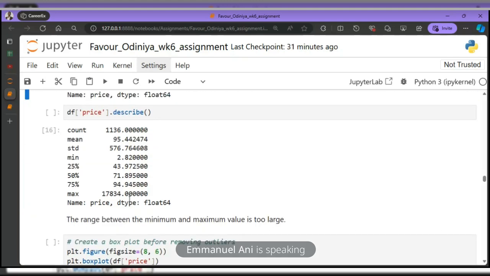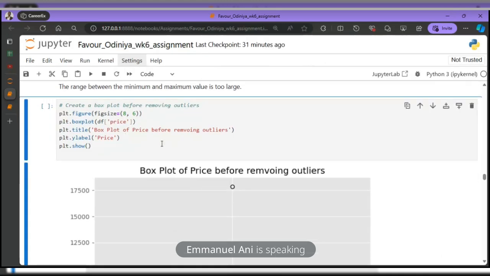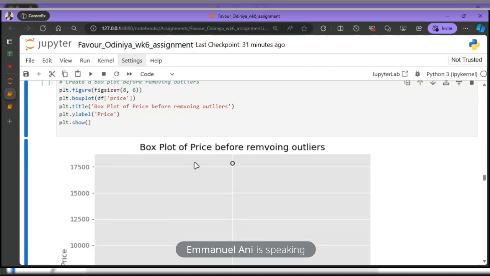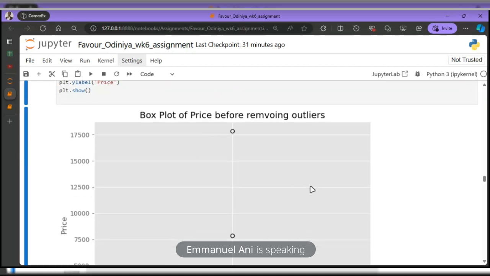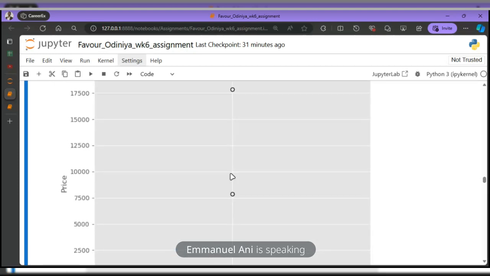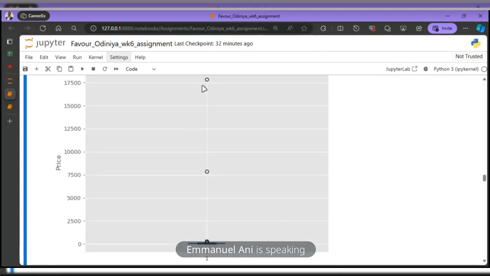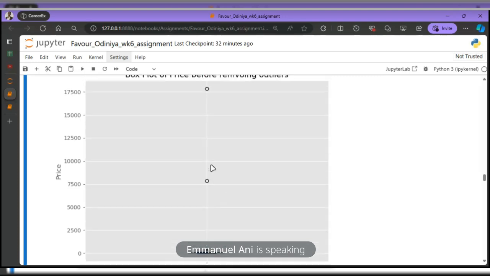So you can see now there's something that this person did that is nice. Using box plots, I don't know if Favor is a boy, is a male or female. I don't know what pronouns to use, but Favor plotted the box plot before removing the outlier. And you can see how the outlier is affecting the box plot. So all these values that are here, they are extreme values. So you need to remove them so that you get an appropriate data distribution. So this is before the removal of the outlier, and this is after removing the outlier.